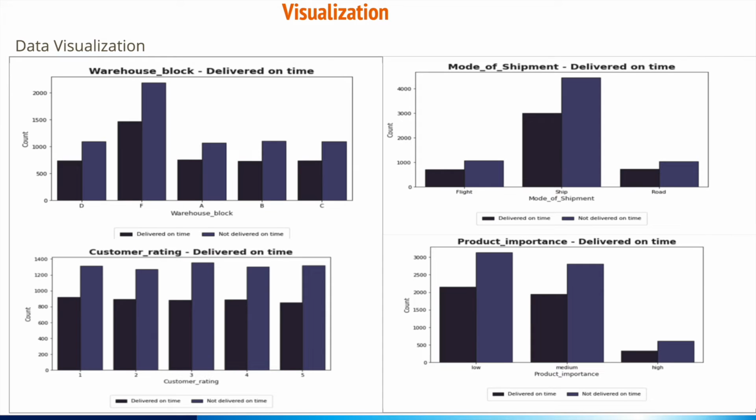Our next visualization is to look at our warehouse block, and we realize warehouse F has the highest number of products reaching our customer on time. So our other warehouses should look to emulate warehouse F. Also, we realize the majority of our products are being shipped to our customers, and over 4,000 reach our customers on time.